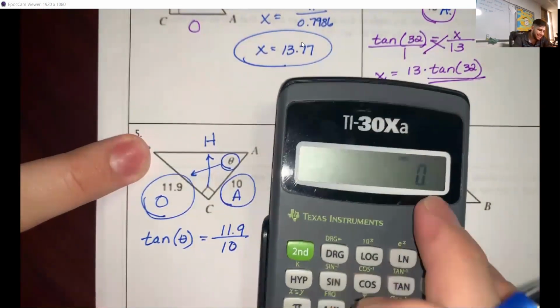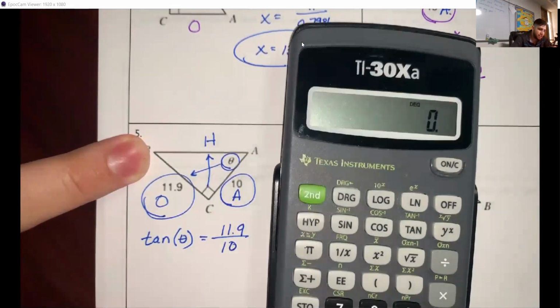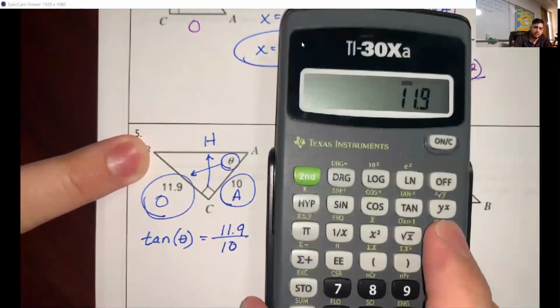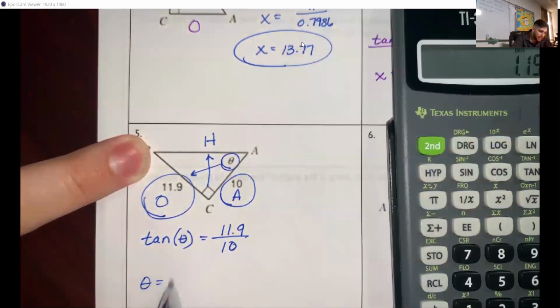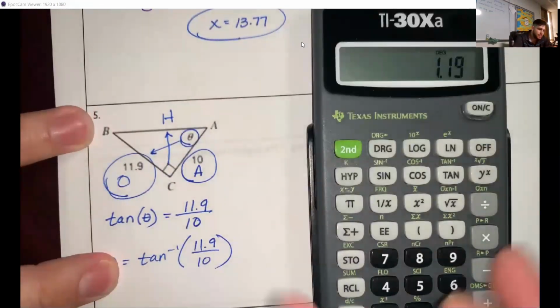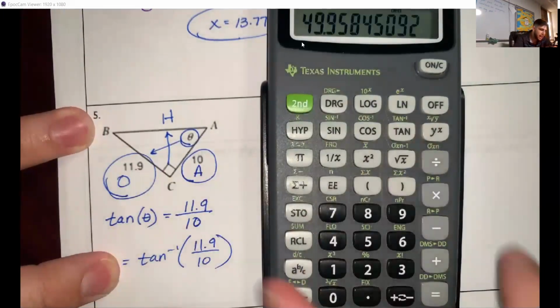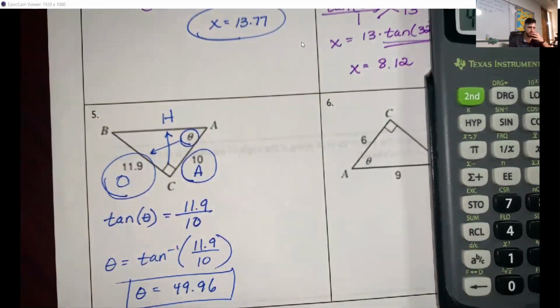But anyway, we're going to first figure out what our fraction is, our decimal. So we do 11.9 divided by 10. And we get 1.19, right? So again, if we want to get theta by itself, we essentially have to do the inverse tangent of this fraction, right? Good thing we practiced that earlier. So we want to do the inverse tangent. We're going to press second tangent, and we get 49.96. So theta is equal to 49.96. And there's our final answer.